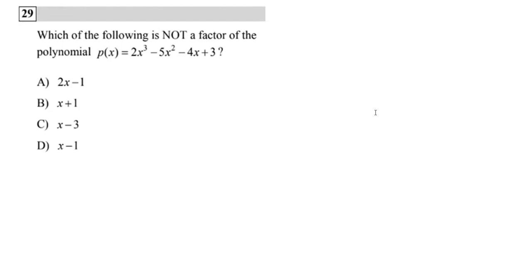Okay, so this says, which of the following is not a factor of the polynomial p of x is 2x cubed minus 5x squared minus 4x plus 3? So basically, the concept that a lot of students actually miss is what is a factor.